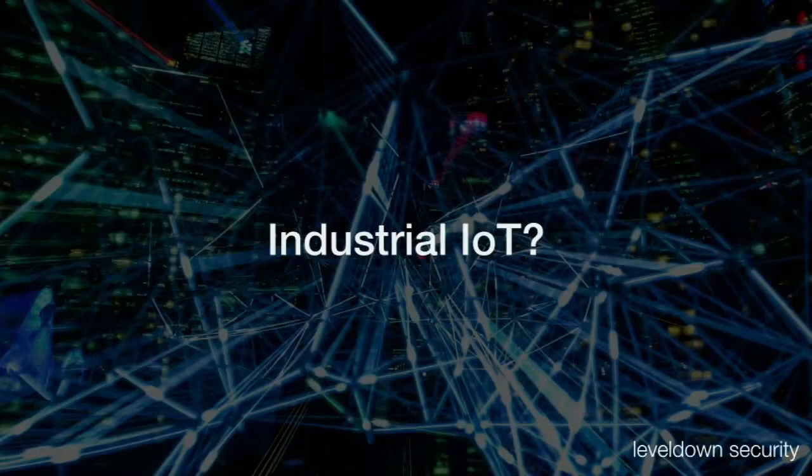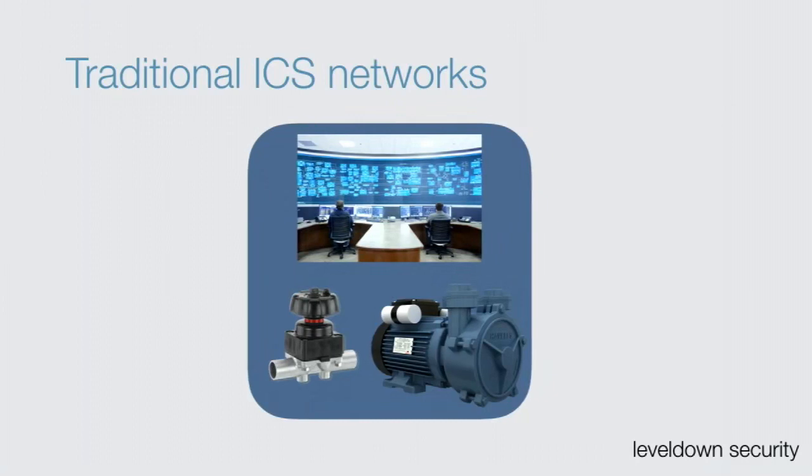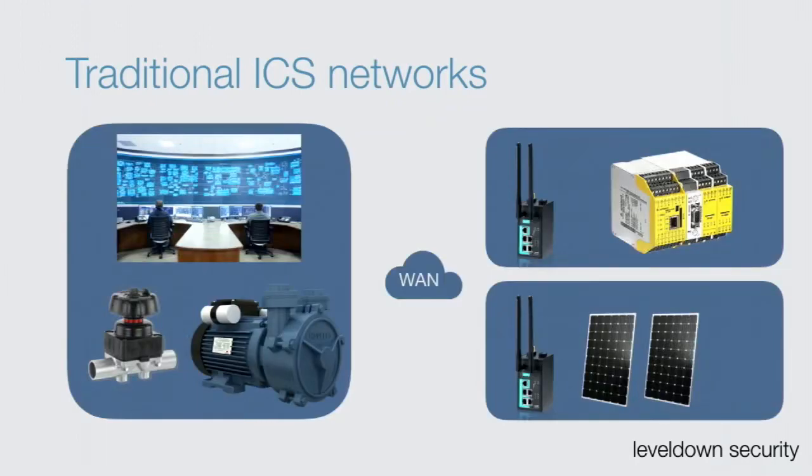So what is industrial IoT? If we look at traditional ICS networks, they're kind of this enclosed system. You have, for example, a chemical plant, you have a control room, you have all your actors, all your sensors located in a secure perimeter with physical access control and so on. But today, if we look at electric grids, if we look at large chemical plants or large plants in general, suddenly those kind of segmented networks become a very wide area network.